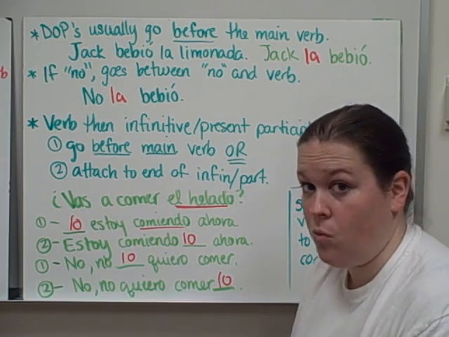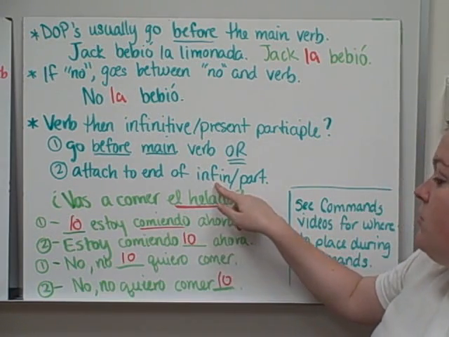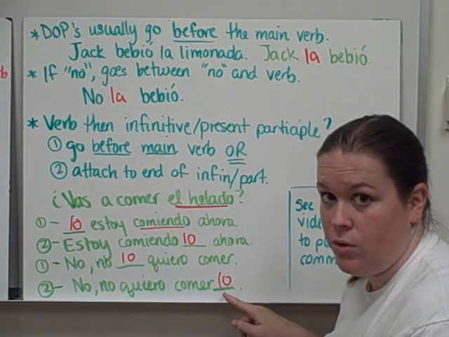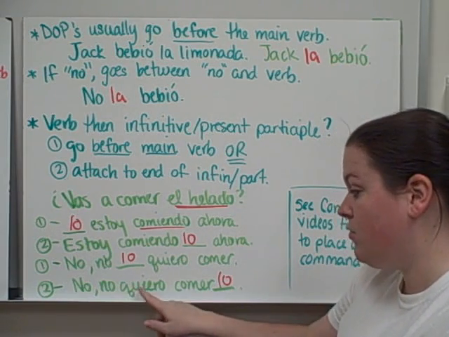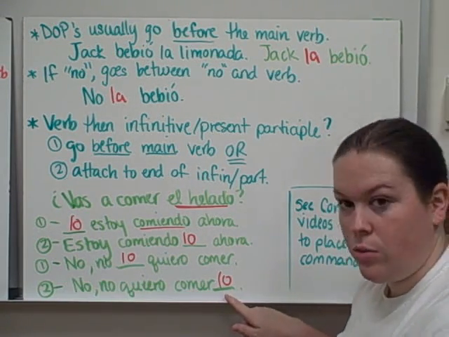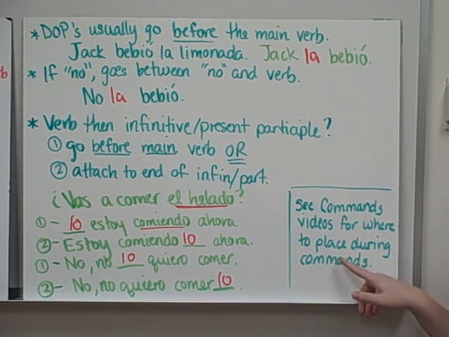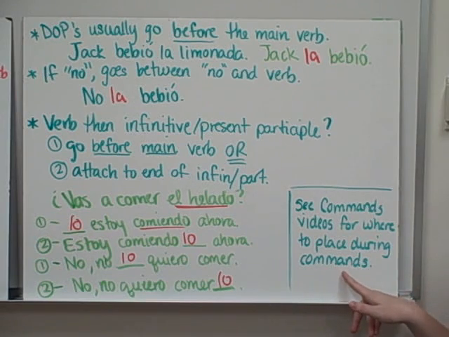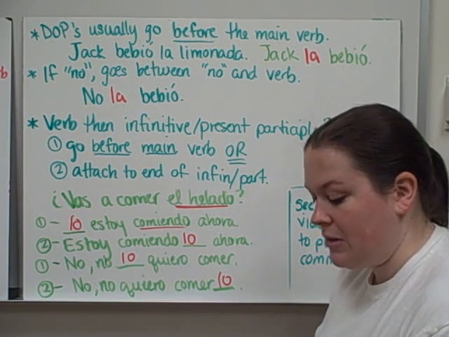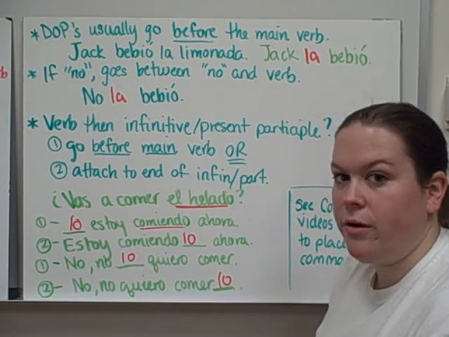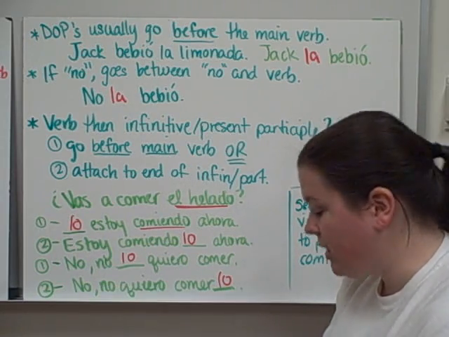No quiero, I don't want. Remember, you have to attach it to the infinitive, comerlo. That's the infinitive. Main verb, infinitive, comerlo. Also, see some of the commands videos if you have questions where to place the direct object pronouns during commands, because it varies depending on the subject and whether it is a positive or negative command.